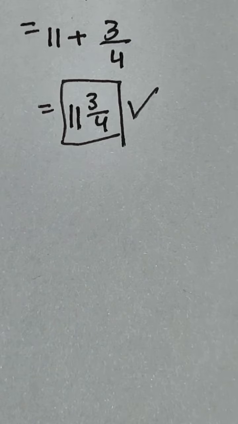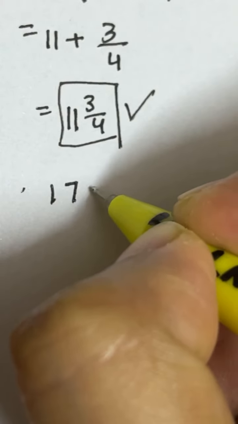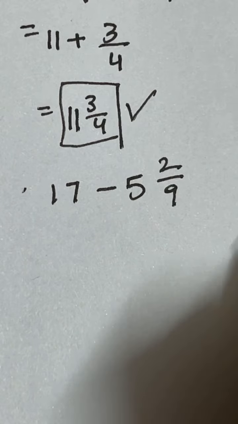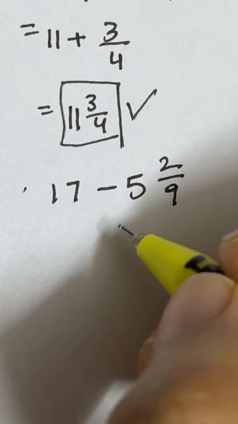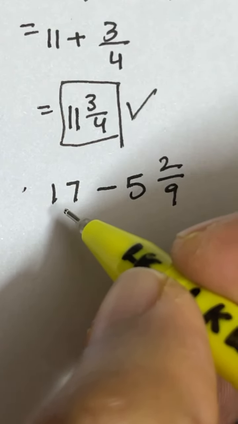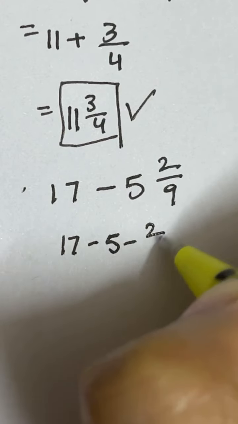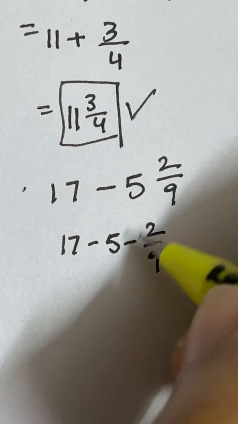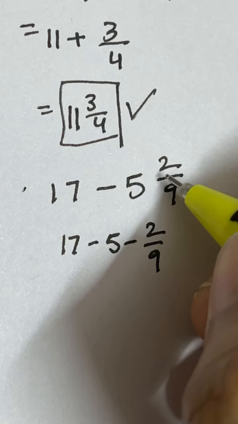For example, if you have 17 minus 5 2 over 9. What are we going to do with this? The same method. 17, so we are going to just take, it will be 17 minus 5 minus 2 over 9. Now you will have a doubt, how can we have a minus 2 over 9? Here it's getting multiplied with this.